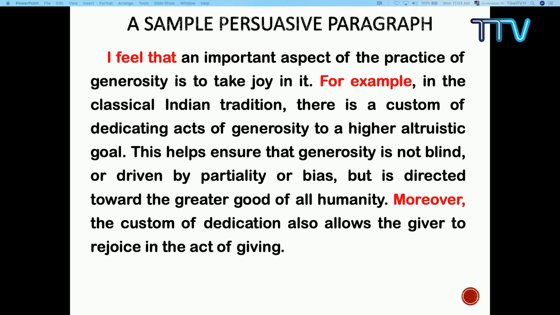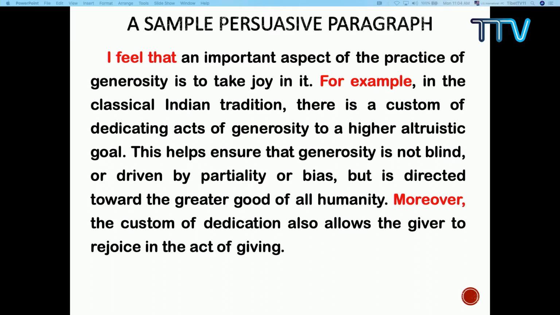So His Holiness is trying to make the readers understand that there is joy in giving. An important aspect of the practice of generosity is to take joy in it. So when you give something to someone, you have to rejoice, you have to take joy in it. His Holiness is supporting his point by giving an example. I have added this particular phrase, for example, here. Actually, it's not there in the book. It started from in the classical Indian tradition, but I deliberately added it so that it becomes more clear to you.